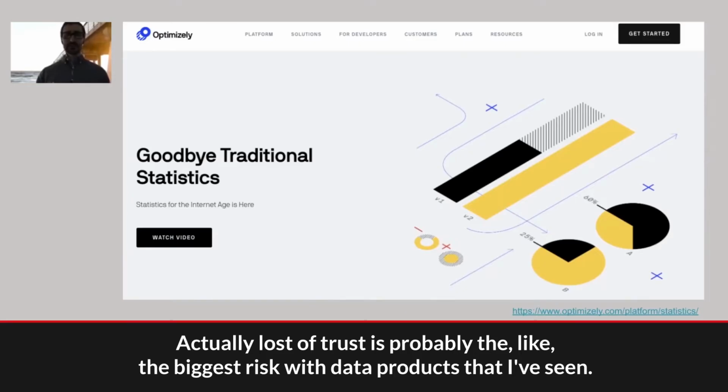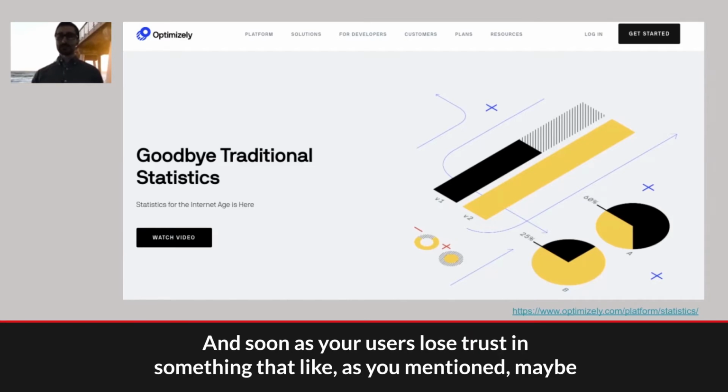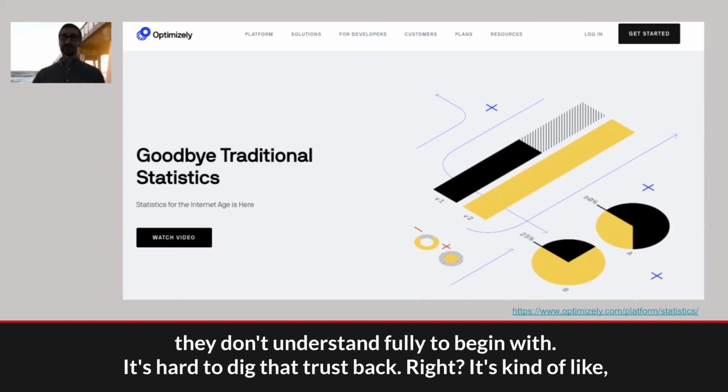Actually, loss of trust is probably the biggest risk with data products that I've seen. If you're not careful, it's pretty easy to show incongruous results, and as soon as your users lose trust in something that, as you mentioned, maybe they don't understand fully to begin with, it's hard to dig that trust back, right?